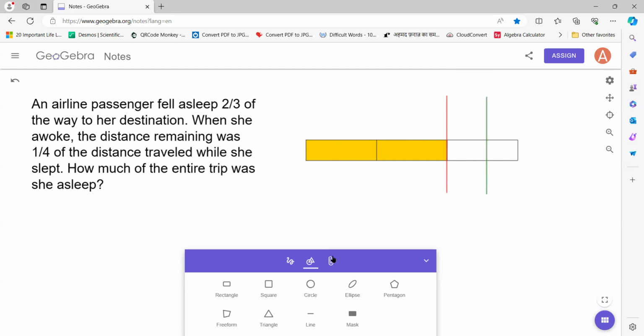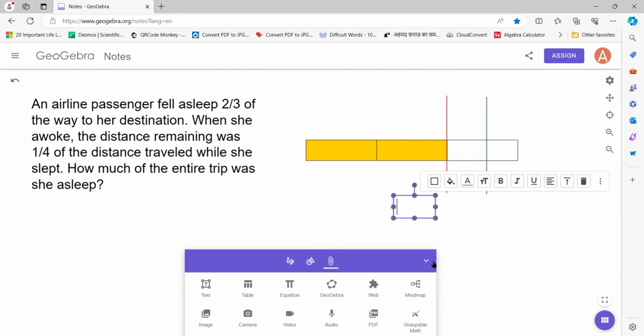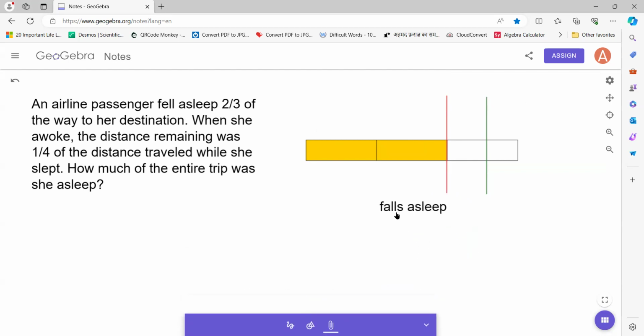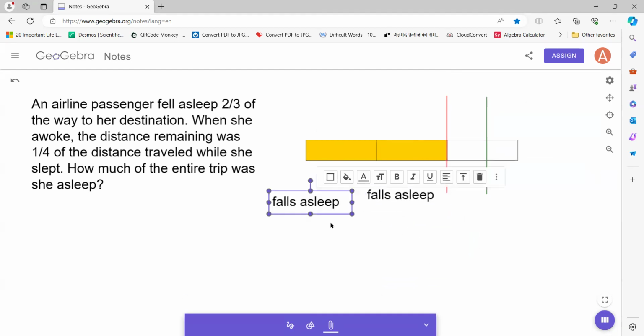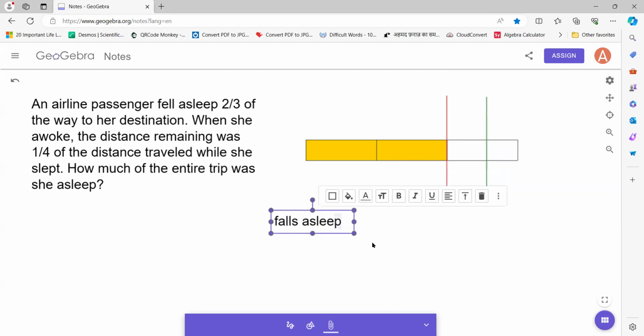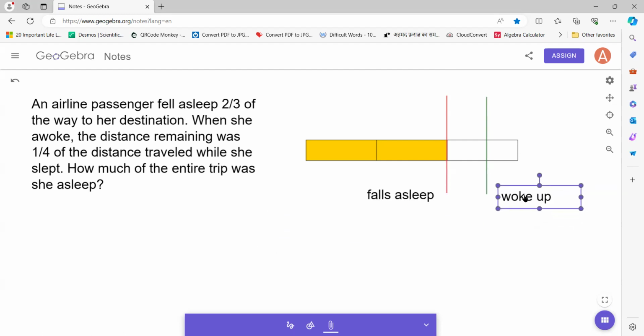Okay? And I am going to write falls asleep. I'm going to write or label these points. This is where she's falling asleep. This is the moment she fell asleep, the red line, and woke up. And the green line is the moment she woke up. So far, so good, except for what else is going on.